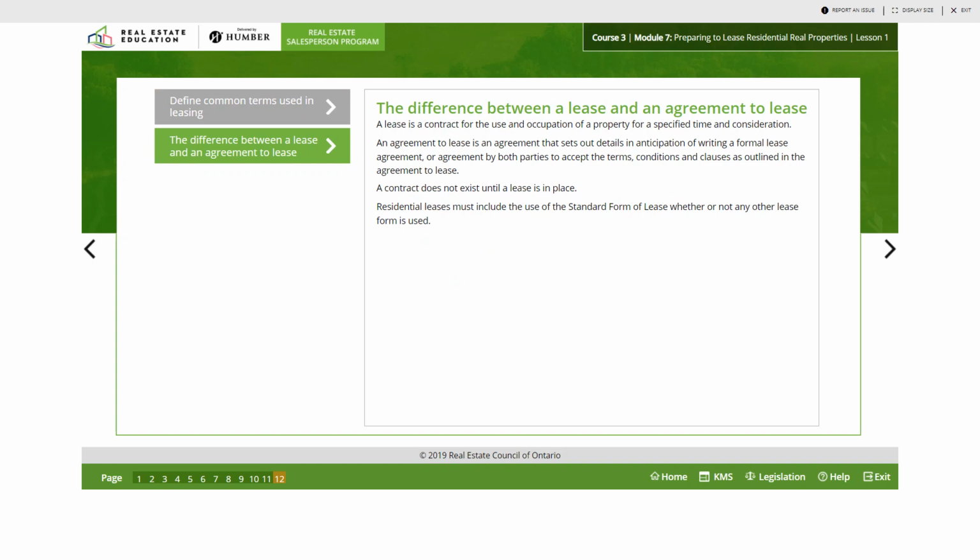The difference between a lease and an agreement to lease: a lease is a contract for the use and occupation of a property for a specified time and consideration. An agreement to lease is an agreement that sets out details in anticipation of writing a formal lease agreement, or agreement by both parties to accept the terms, conditions, and clauses as outlined in the agreement to lease. A contract does not exist until a lease is in place. Residential leases must include the use of a standard form of lease, whether or not any other lease form is used. Lesson 1 was pretty straightforward.